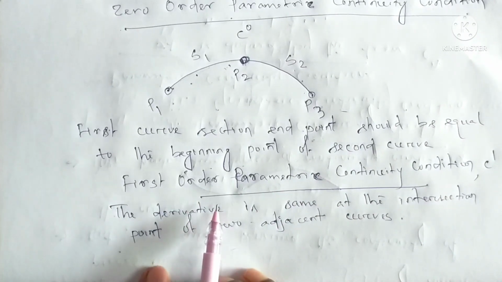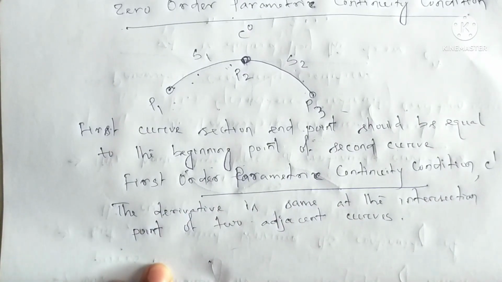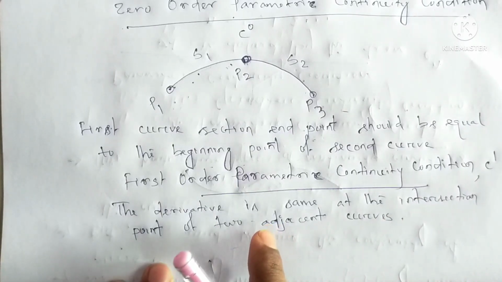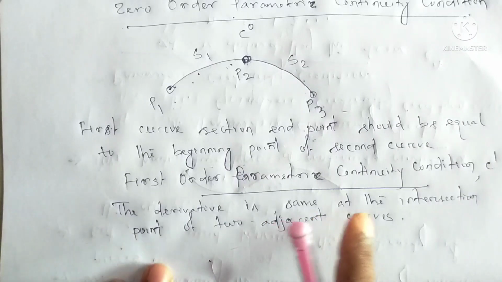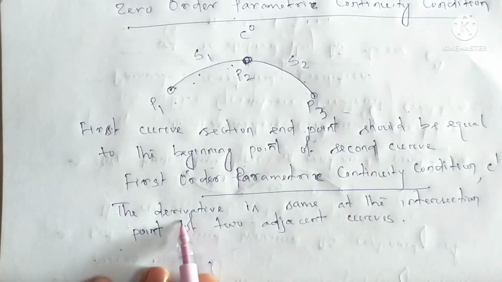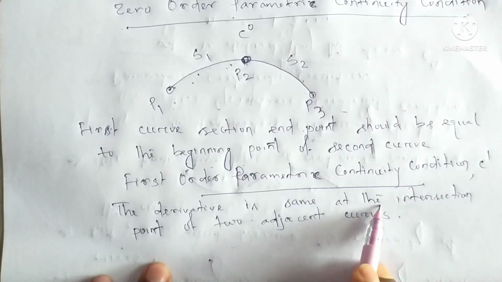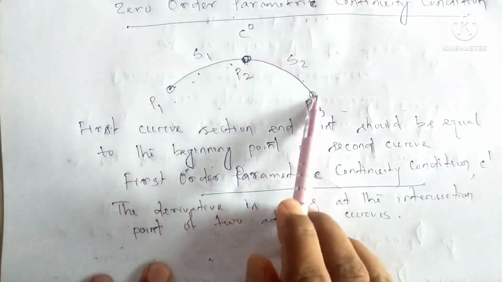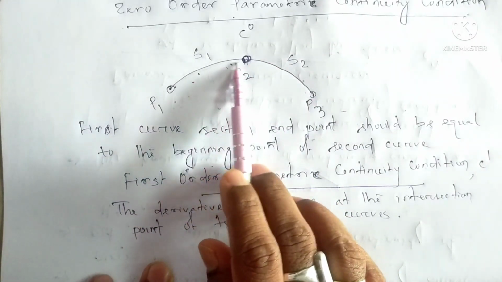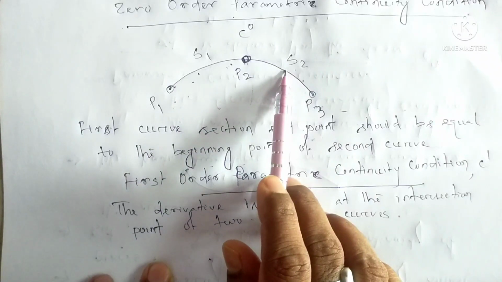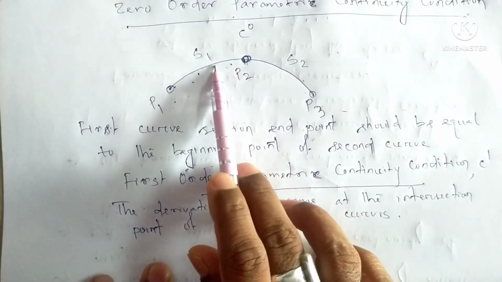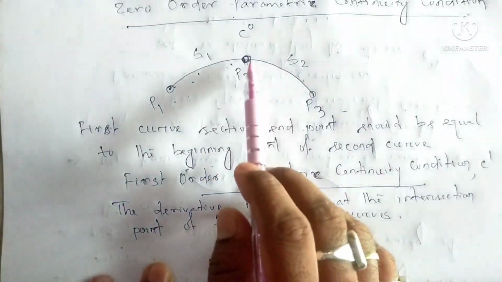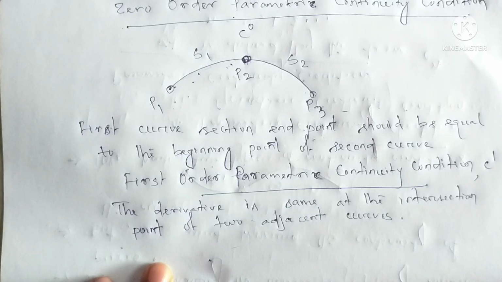In the first order, we should take the derivative at the intersection point. If the derivative is the same at the intersection point, then we can say that the first order parametric condition is satisfied. So here the derivative is the same at the intersection point of two adjacent curves. I can say one is S1, another is S2. The intersection point of the two adjacent curve segments S1 and S2 is P2. You take the derivative at that point.